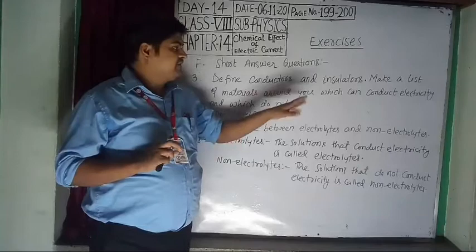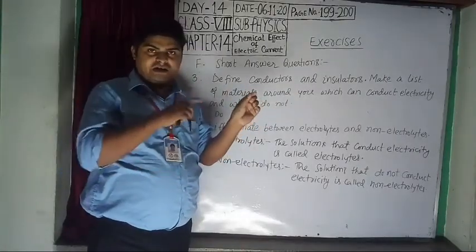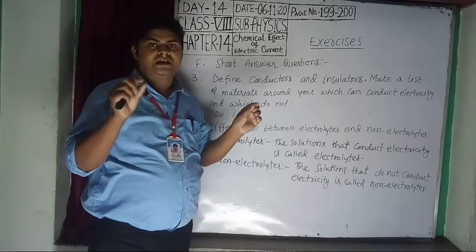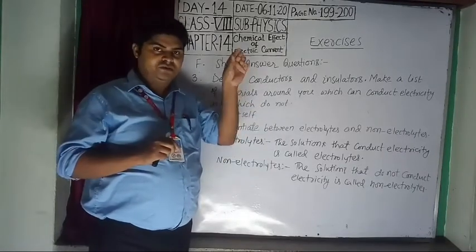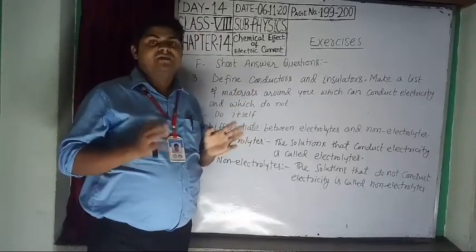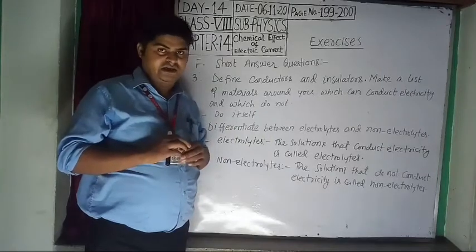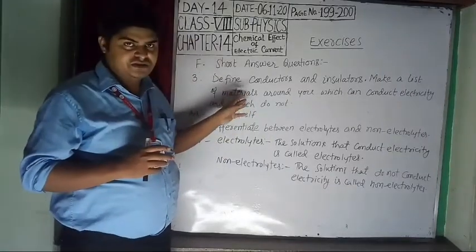Then after that you will make a list, a chart. On the left side you have to write conductors, on the right side you have to write insulators. Then you will put 5 or 6 materials around us which belong to the conductor or insulator category. So you will do this question by yourself.